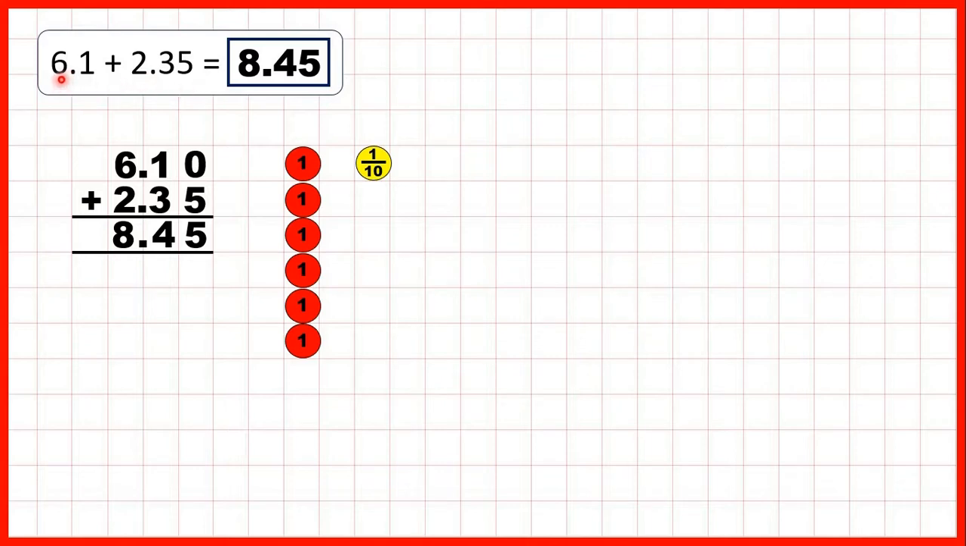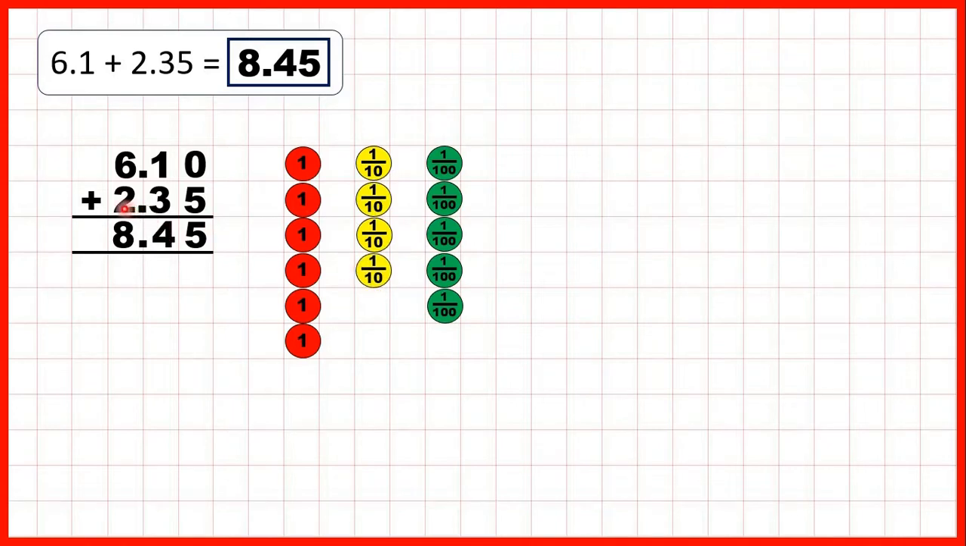Now, let's look back to this first question and think about what we did. We started with 6.1, so that's 6 ones and 1/10. To add 2.35, first we added the 5 hundredths, so we can add 1, 2, 3, 4, 5 hundredths place value counters. Then we added 3/10, and finally we added 2 ones. That gave us 8.45, so 8 ones, 4/10, and 5 hundredths.